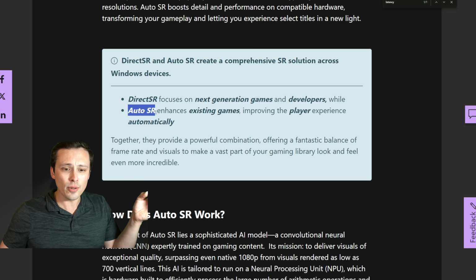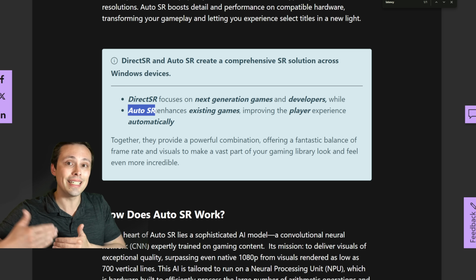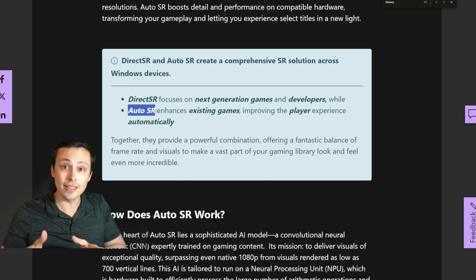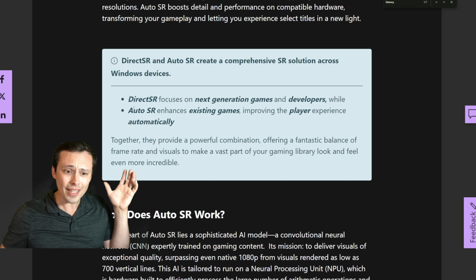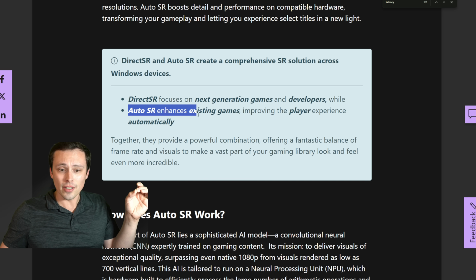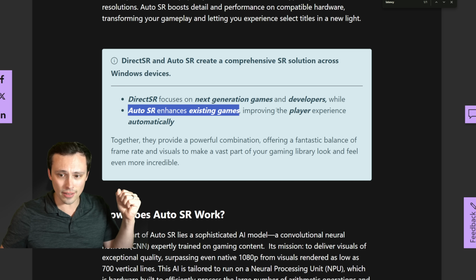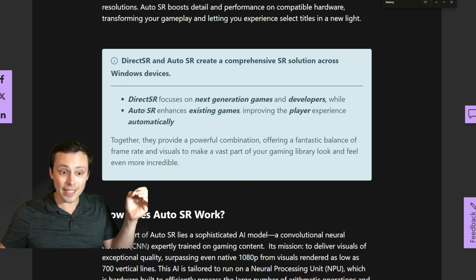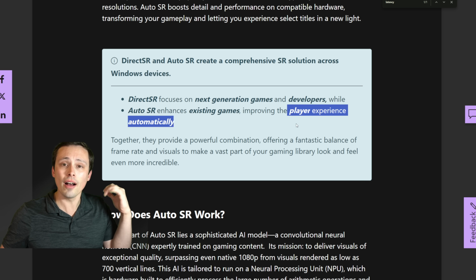So what is auto SR for? Auto SR does not need to be directly integrated into a game the way DLSS does, or XeSS does, or the way that even FSR does. It doesn't need to be directly integrated into the game. So auto SR, they're saying, enhances existing games that don't have those, where you couldn't use those other upscaling technologies. And they're also calling it AutoSR. What is the auto about? It's for doing this automatically.